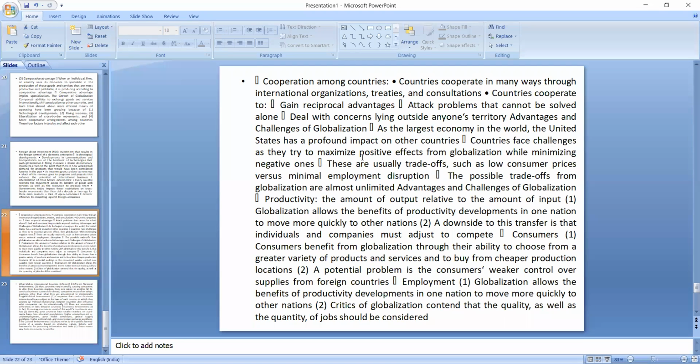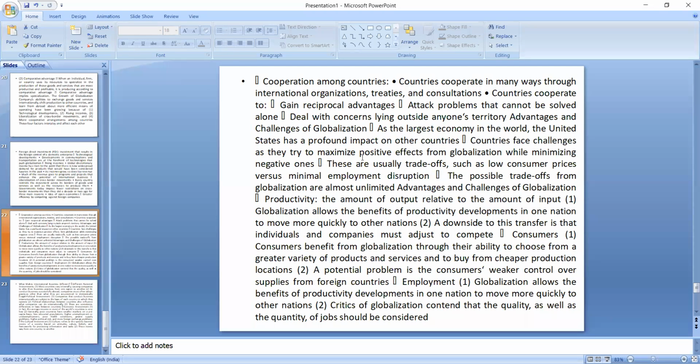Countries cooperate in many ways through international organizations, treaties, and consultations. Countries cooperate to gain reciprocal advantages, attack problems that cannot be solved alone, and deal with concerns lying outside anyone's territory.